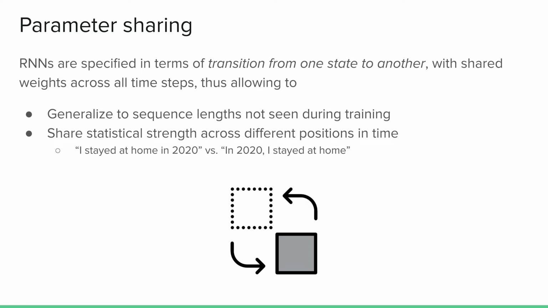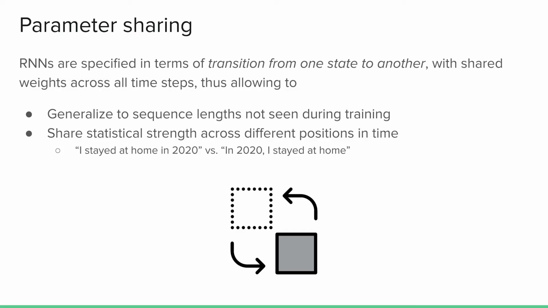So what does that mean? When we look at multiple things that appear next to each other, we do not care where they happen, but we do care if they appear in a certain sequence, in a certain order. For example, "I stayed at home in 2020" should allow the network to interpret it in the same way as "In 2020 I stayed at home", because "in 2020" comes together and "I stayed at home" comes together.